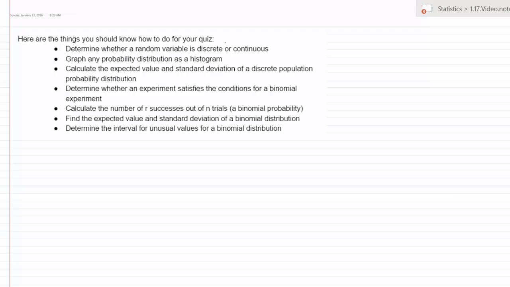So first of all, let's think about discrete versus continuous. Here's an example of discrete: shoe size. There's a finite number of options for people's shoe sizes. So that's the type of scale that it's measured on.